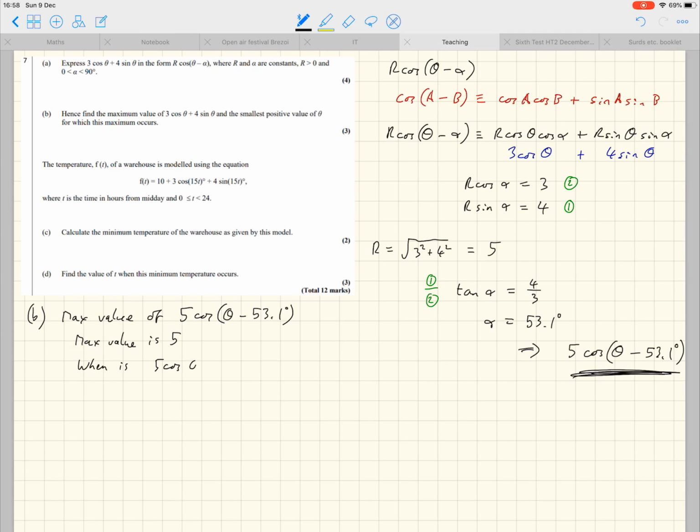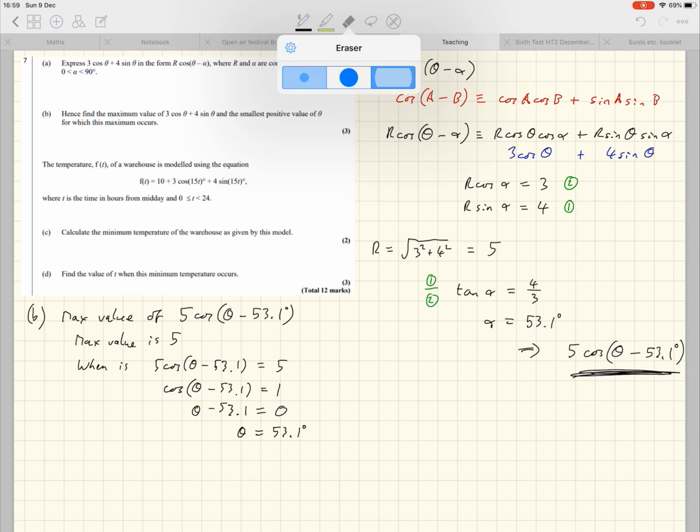Smallest positive value of theta for which this maximum occurs is asking basically, well, when is 5 cos(theta minus 53.1) equal to 5? When does it assume that maximum value? And of course, that's when cos(theta minus 53.1) is equal to 1. And if we inverse cos both sides, we get theta minus 53.1 is 0. We don't need to go off and look for other solutions. The principal value is fine. Theta, therefore, is simply 53.1. Same value that we got in part A. So that's that. Brilliant.